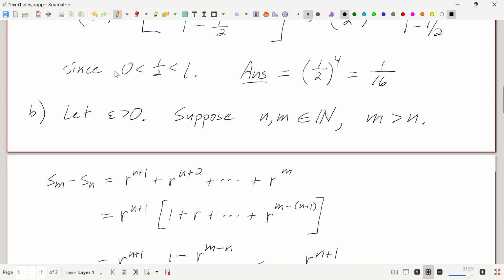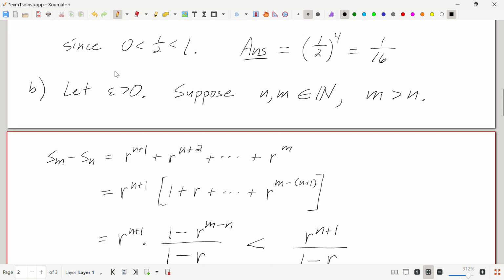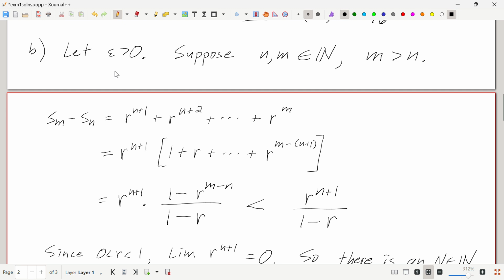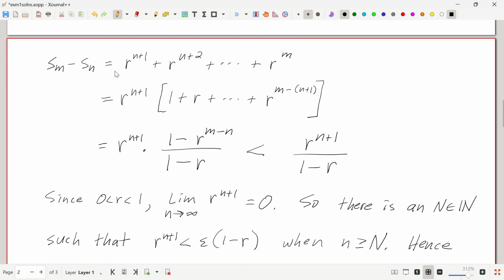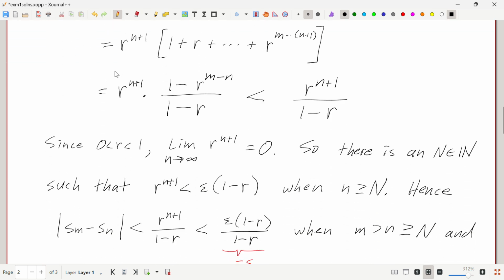So in part B, you got 5 points if you could state what it meant to be a Cauchy sequence. And then 5 more points if you showed that for the case of these partial sums of this geometric series. So let's see, did I write what Cauchy means? I didn't.